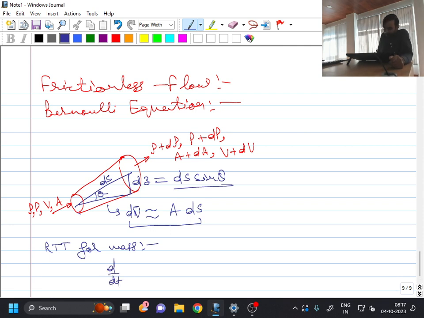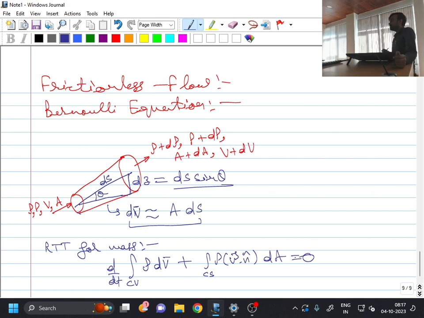D by dt of the integral over the control volume of rho dV bar, plus the control surface integral of rho v vector dot n cap dA, equal to 0. This is a stream tube, and I am applying it along the vertical direction. It has some mass inflow, m dot in, here, and some mass outflow here, which is m dot plus dm dot. So that is the mass outflow.